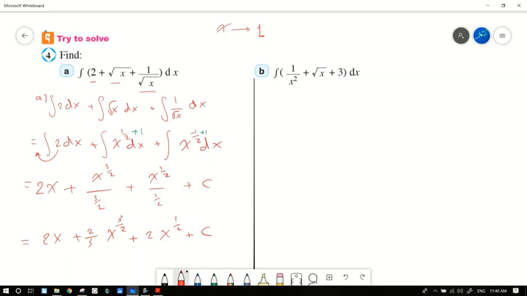The second example: 1 over x power 2 can be written as x power negative 2, and root x can be written as x power half. So the integration will be integration of x power negative 2 dx plus integration of x power half dx plus integration of 3 dx.